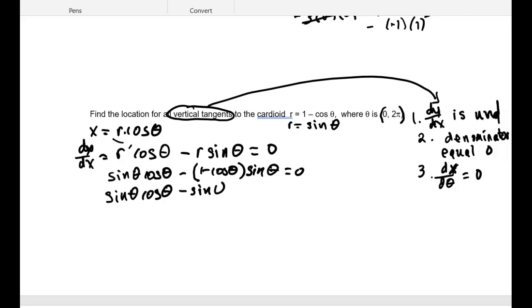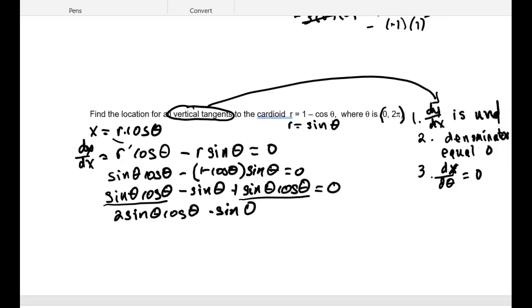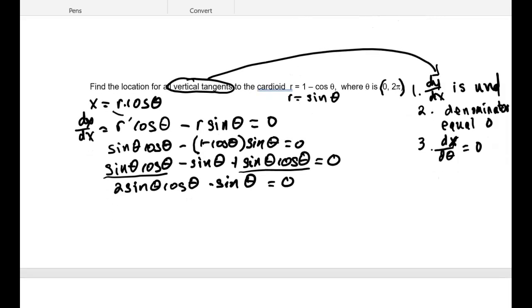Negative sine of theta plus sine theta cosine theta equals 0. You would then see that we have like terms here. We have 2 sine theta cosine thetas, so we're going to put those together. Still have our minus sine of theta, and then that would equal 0. We solve this like we do a regular quadratic equation. We're going to factor out that sine of theta. We'd be left with 2 cosine of theta minus 1 equaling 0.